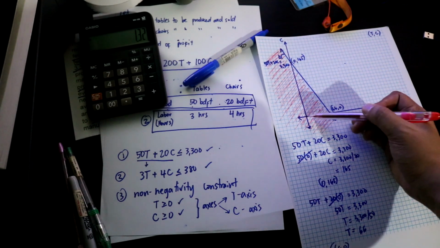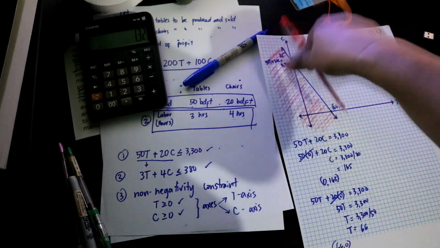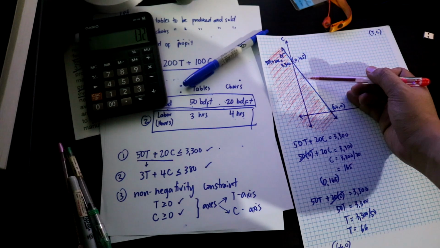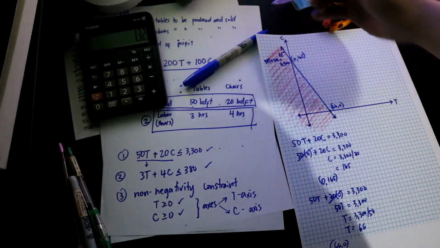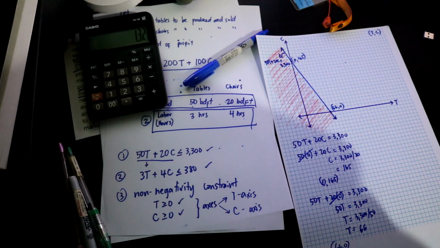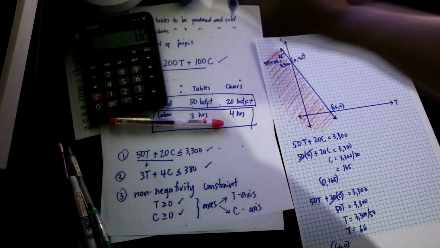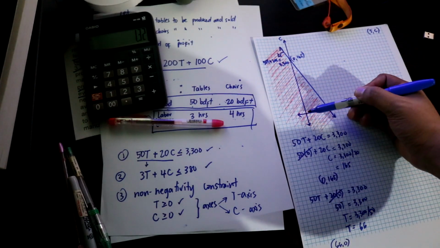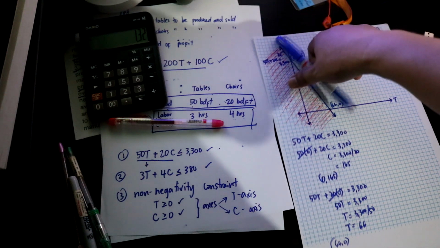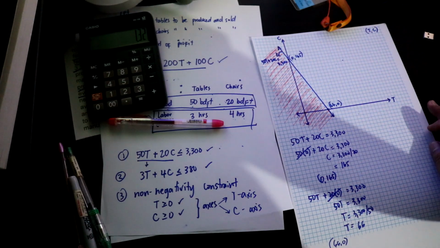the inequality because it is found to the left of this line. So that's just checking. We are just checking whether we have selected the right region.